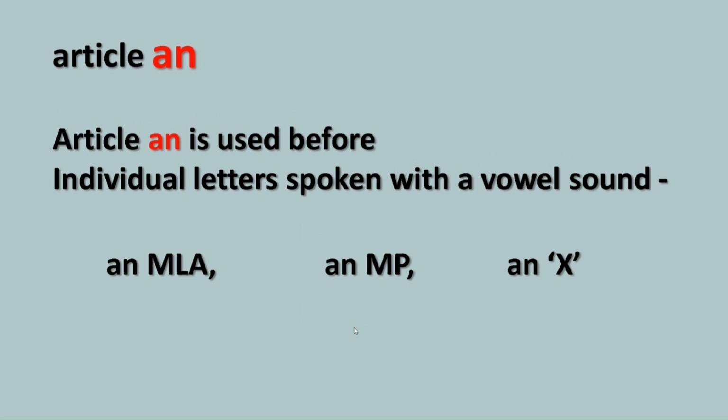Next rule for article an is here. Article an is used before individual letters spoken with a vowel sound. Mostly abbreviated words are spoken with a vowel sound, so article an will be applied before these words. See the word MLA. Though the first letter is M, the pronunciation of the word starts with A, that is a vowel sound. Similarly, MP, and X, which start with a vowel sound. So a word starting with a vowel sound goes with article an.